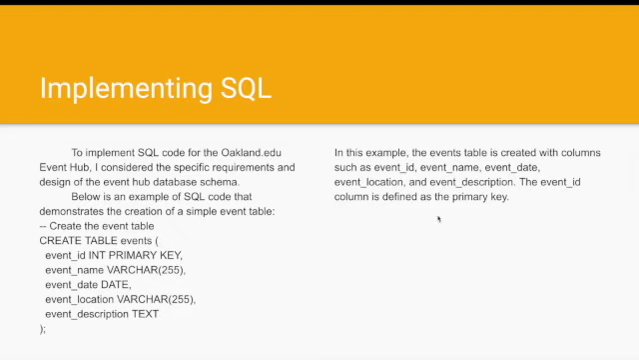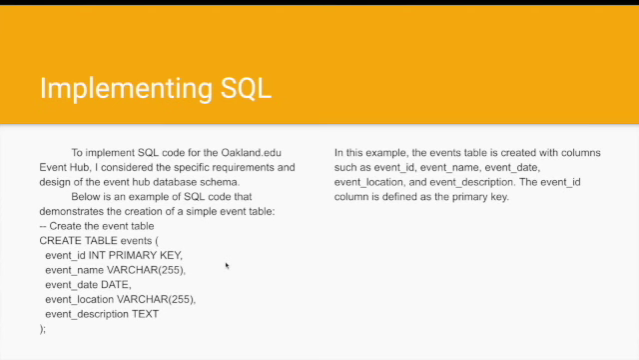So basically what this is showing right here in this example is the events table is created with columns such as event ID, event name, event date, event location, and event description. The event ID column is defined as the primary key, of course, which is right here. So that's the event ID.